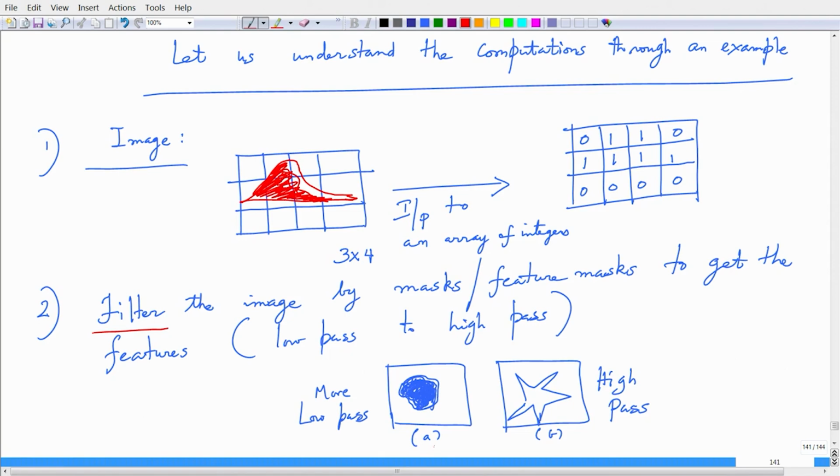A good example to visualize the low pass and high pass filters could be through these two images that I have, A and B. A is almost a circle which is shaded blue here. This is more low pass content, and if you think about this star shape here with rough edges, this is high pass information because it is edgy, right.